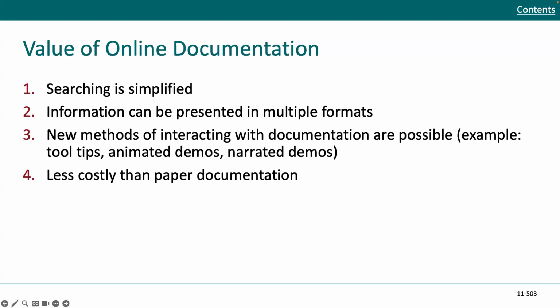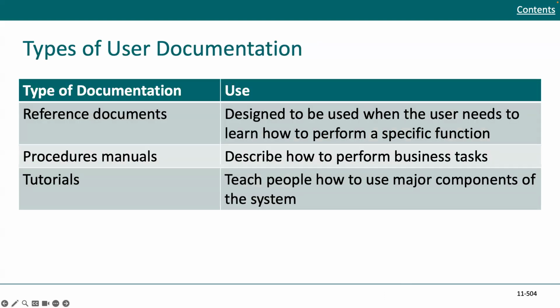What is the value of online documentation? Searching is simplified. Information can be presented in multiple formats. New methods of interacting with documentation are possible, say tooltips, animated demos, narrated demos, and it's less costly than paper documentation. So what are the types of user documentation? We can have reference documents. These are designed to be used when the user needs to learn how to perform a specific function. There's procedure manuals, which describe how to perform business tasks. And finally, there's tutorials that teach people how to use the major components of the system.